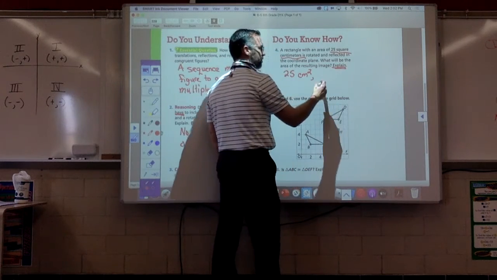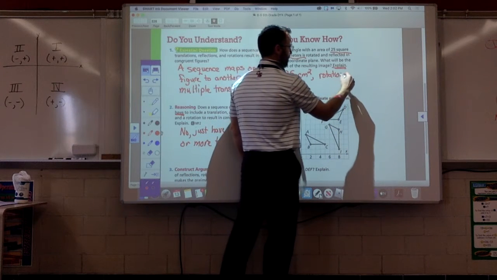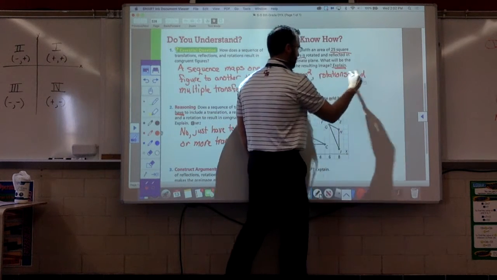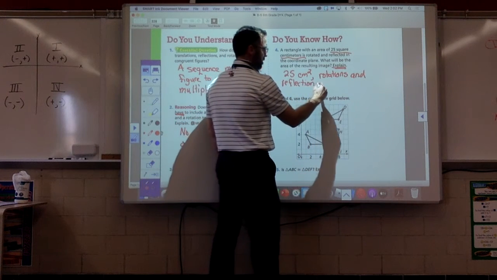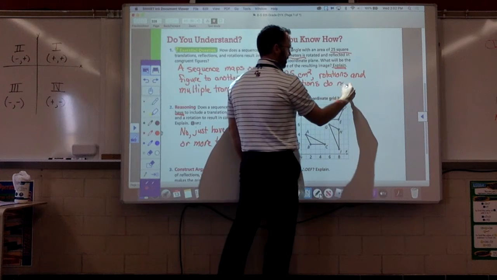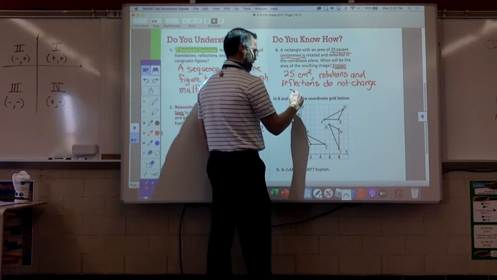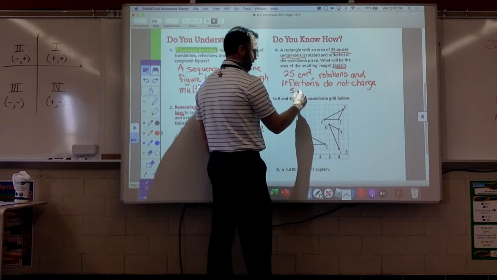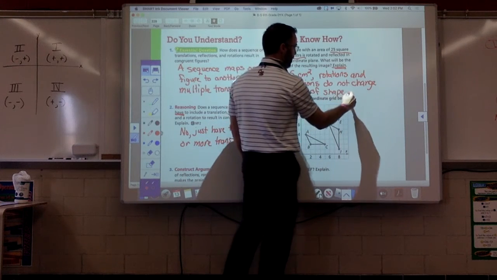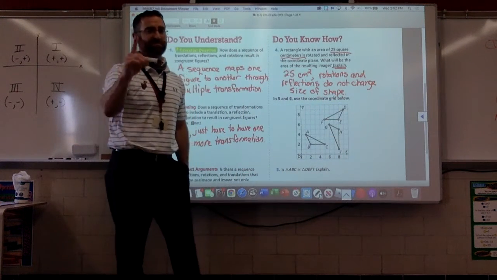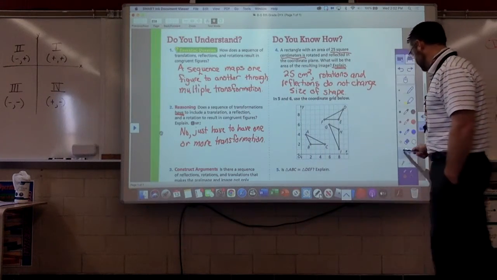Explain. Okay? Rotations and reflections do not change the size of a shape. So, if it was 25 square centimeters, it still is. All right. Number 5.